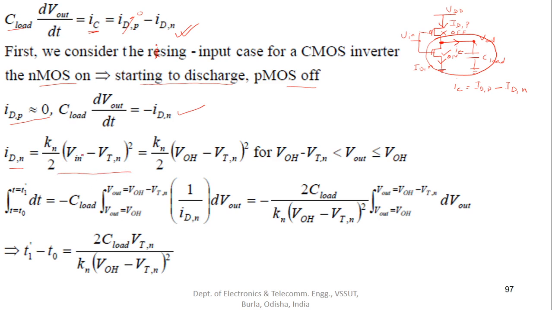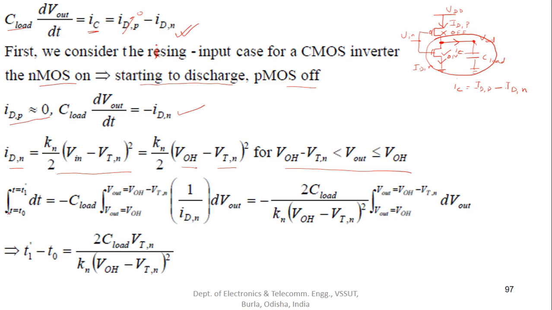That is Kn by 2 (Vin minus Vtn) whole square. What is Vin? The input value is VOH, and this is the threshold value for N MOSFET. For this region it is applicable, because we had just seen in the graph. Just try to recall that thing. And we can use this simple relation.